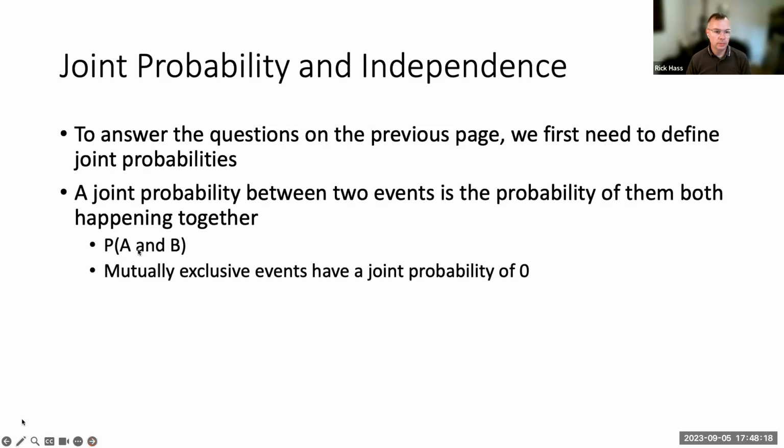So we've already talked about the probability that two things happen at the same time. The word for that is joint probability. And we have to know what that is in order to answer questions about conditional probability. So again, the joint probability of two events is the probability that they happen together. Mutually exclusive events, by definition, have a joint probability of 0.